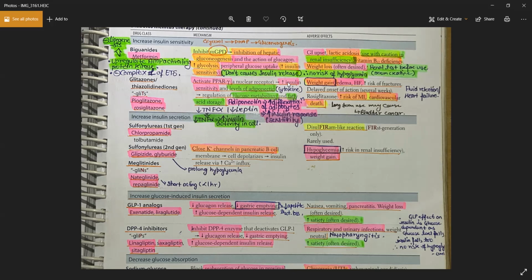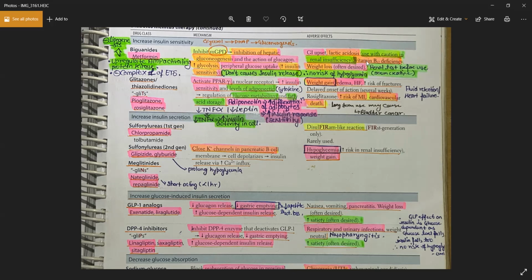Side effects are very important. The most common one is GI upset. Most patients who take metformin stop the therapy because of nausea, vomiting, and diarrhea. In patients with renal insufficiency, metformin can cause lactic acidosis, and that is why you always need to do the renal function test first before prescribing metformin. It is a very important thing. For that, you will check the creatinine level of the patient.